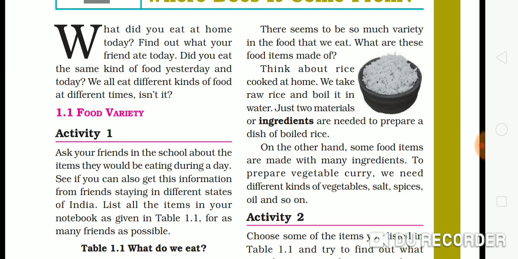That is called the balanced diet. Yes, what is a balanced diet? A balanced diet contains the equal amount of carbohydrates, proteins, vitamins, minerals, fats, roughage, and water. Do you understand? So this is a balanced diet, and it is very necessary for your body.